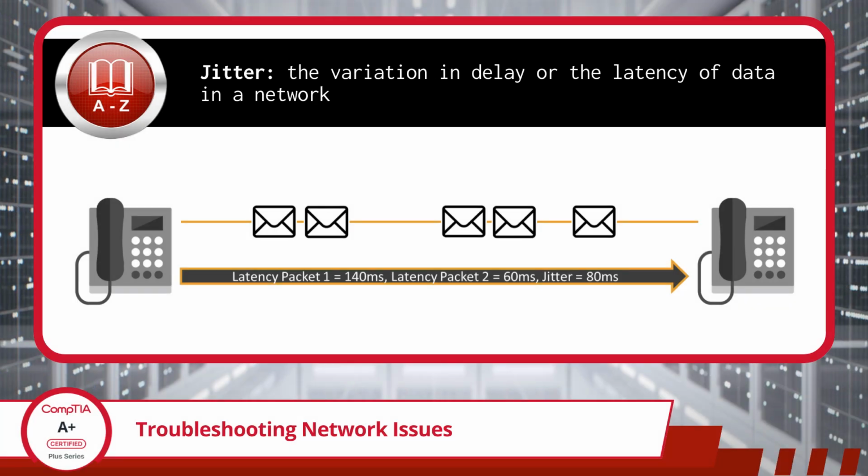Jitter, in simple terms, refers to the variation in delay or the latency of data in a network. Both latency and jitter are metrics that can be used to measure network performance, but unlike latency, which measures the overall time it takes for data to travel from one point to another, jitter focuses on the inconsistency or fluctuations in the arrival time of data packets. Stated another way, latency represents the average delay between sending a packet and receiving a response, while jitter indicates how much this delay varies over time.